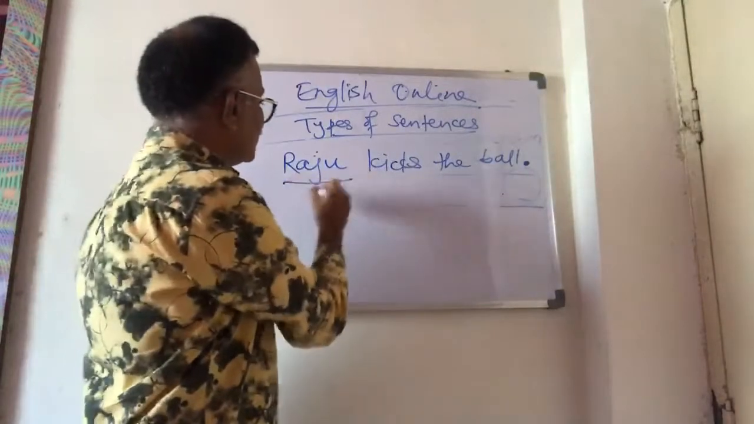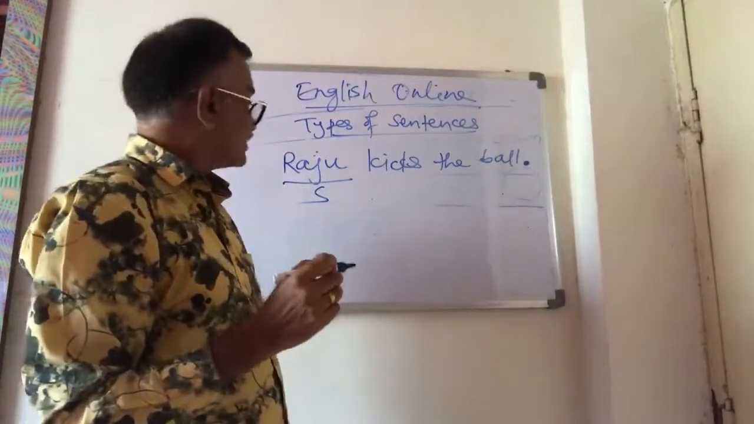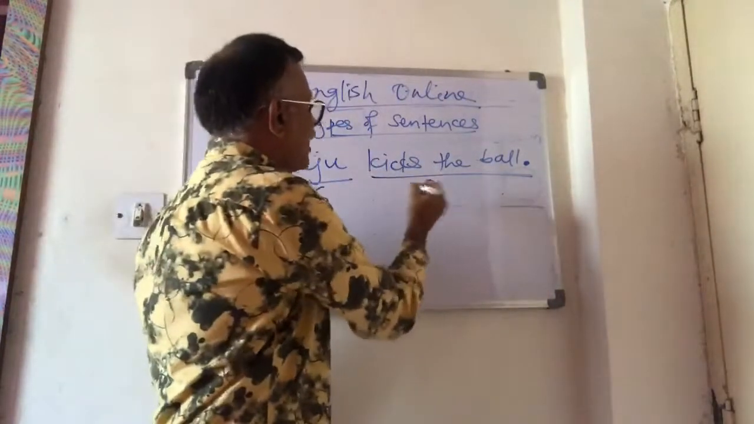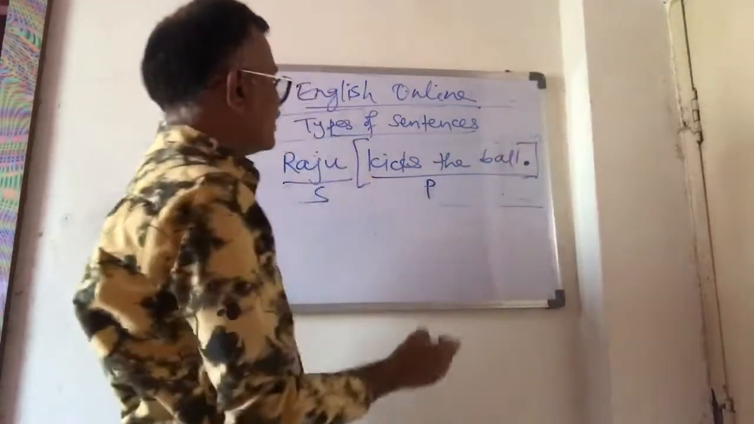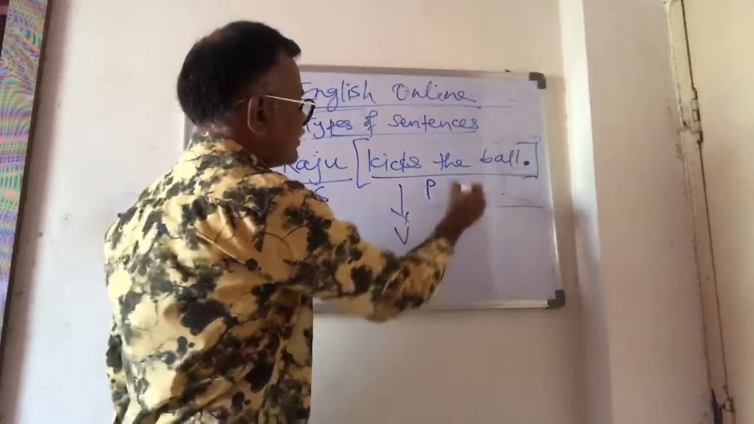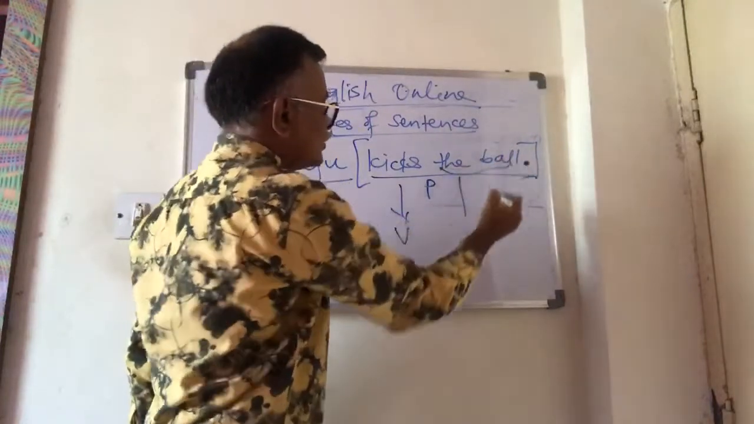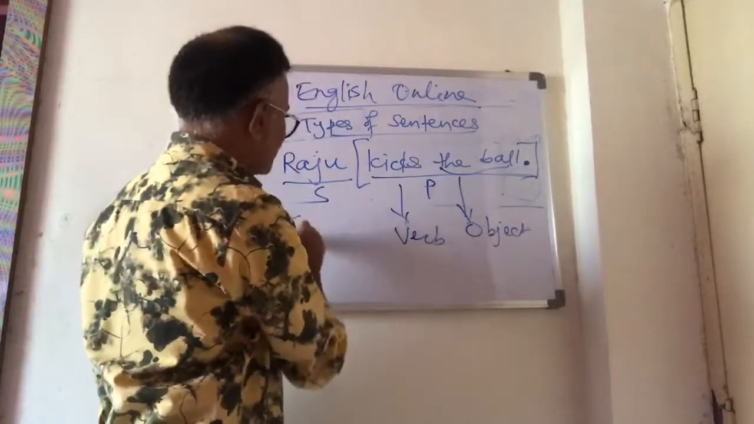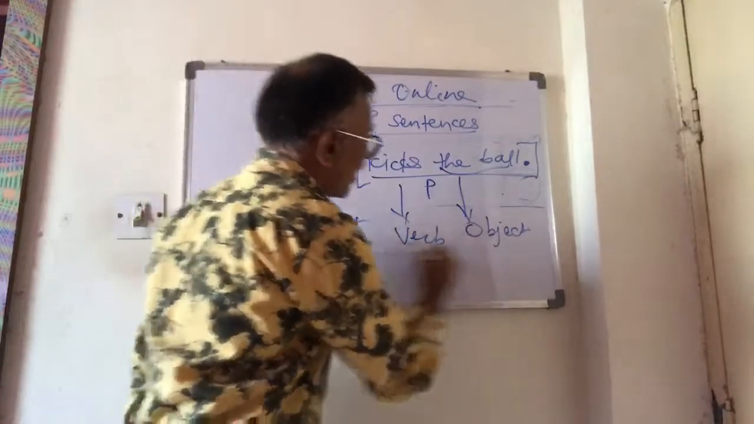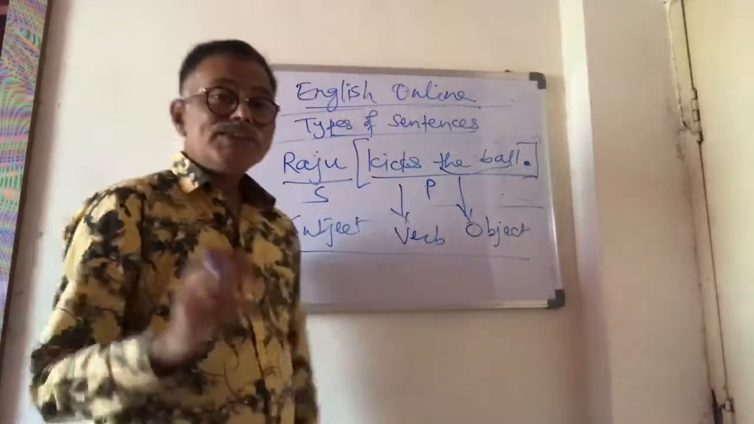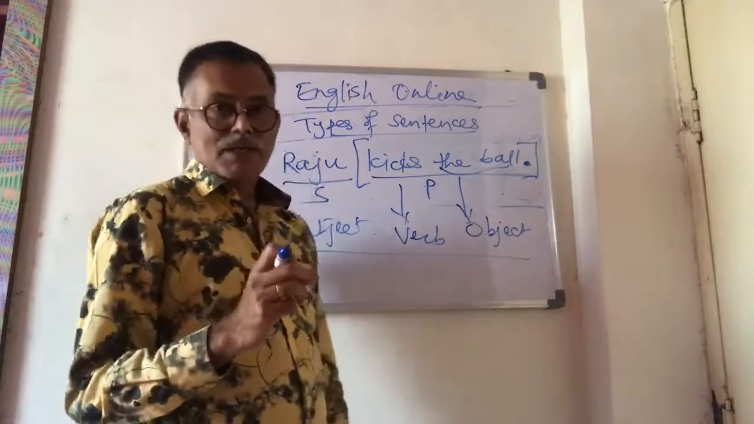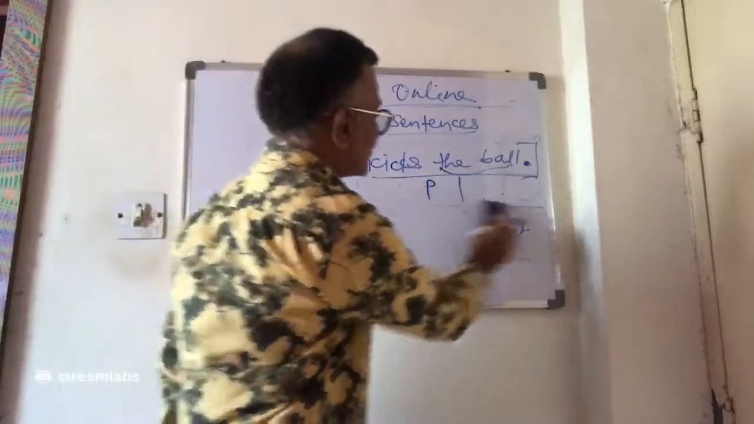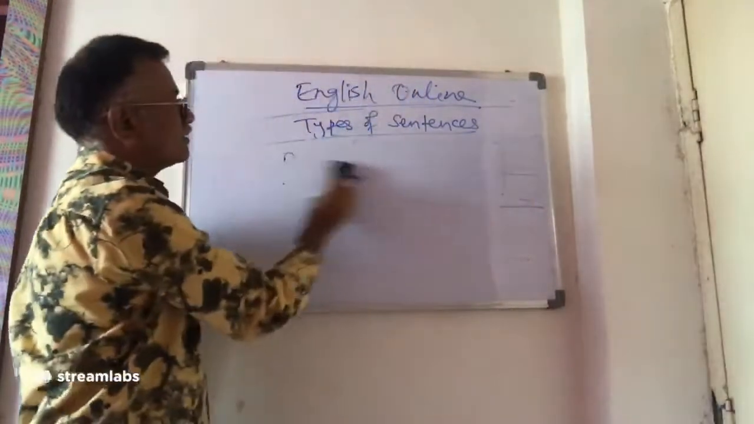What is that? Raju, this particular word, functions as its subject. Kicks the ball, the 3 remaining words, we call a predicate, and in this predicate we have the verb, and then these 2 words combined together are an object. Subject, verb and object. And finally we have a full stop, which indicates the completion of the meaning. Okay, so this is a sentence. Raju kicks the ball. There are millions of sentences in English by which we understand the language.